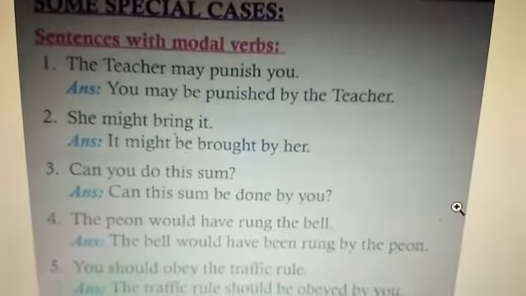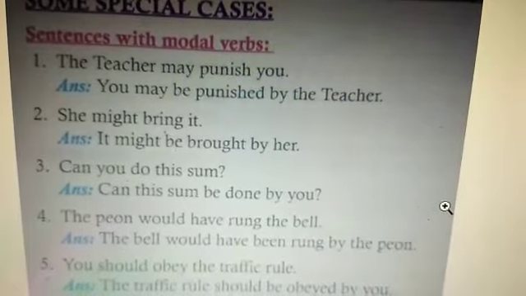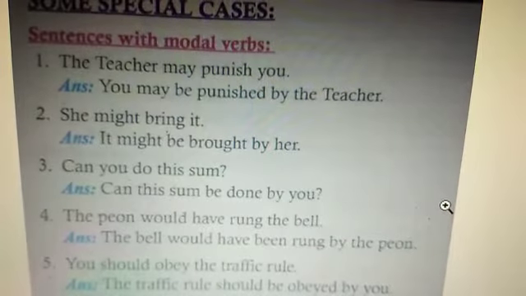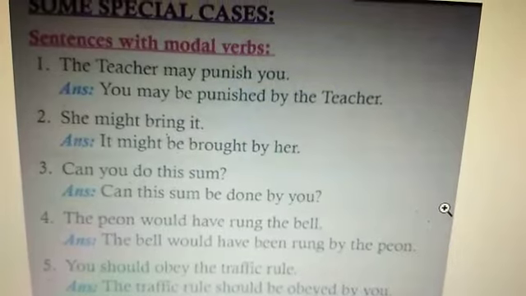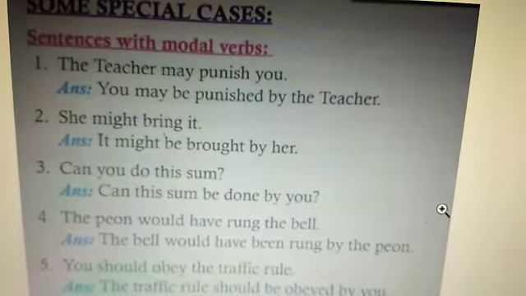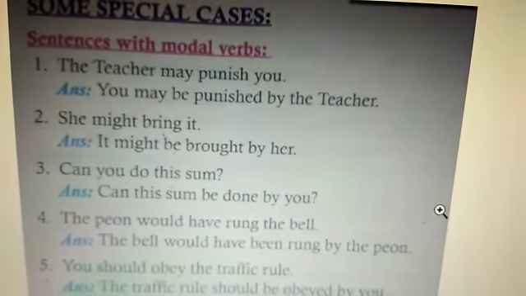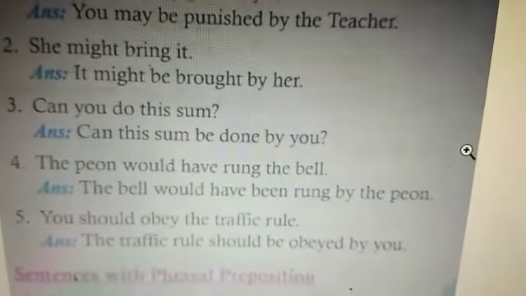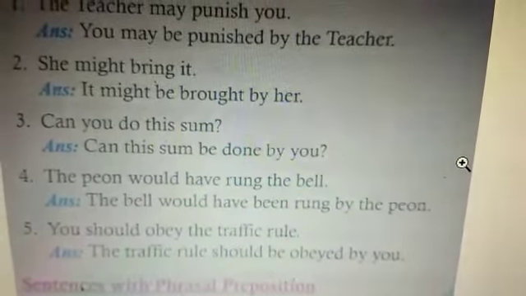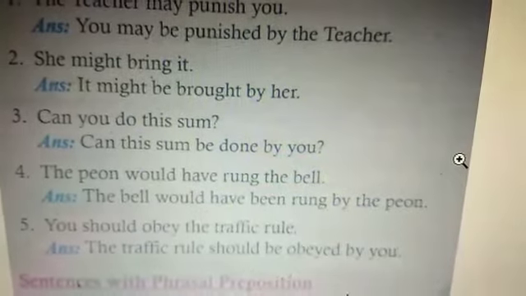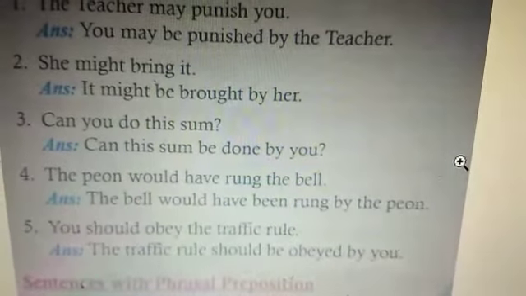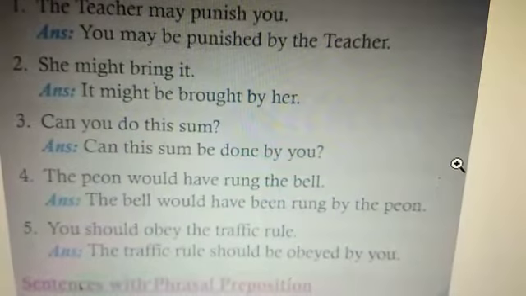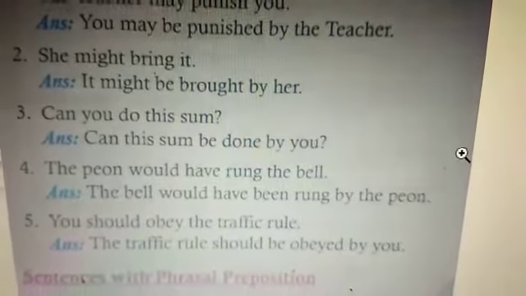Second one, she might bring it. So the object, it must come. It might be brought by her. Third one, you see, can you do this sum? So how will it come? Can this sum be done by you? Fourth one, you see, the peon would have rung the bell. Answer, you see, the bell would have been rung by the peon. Fifth one, you should obey the traffic rule. The traffic rule should be obeyed by you.